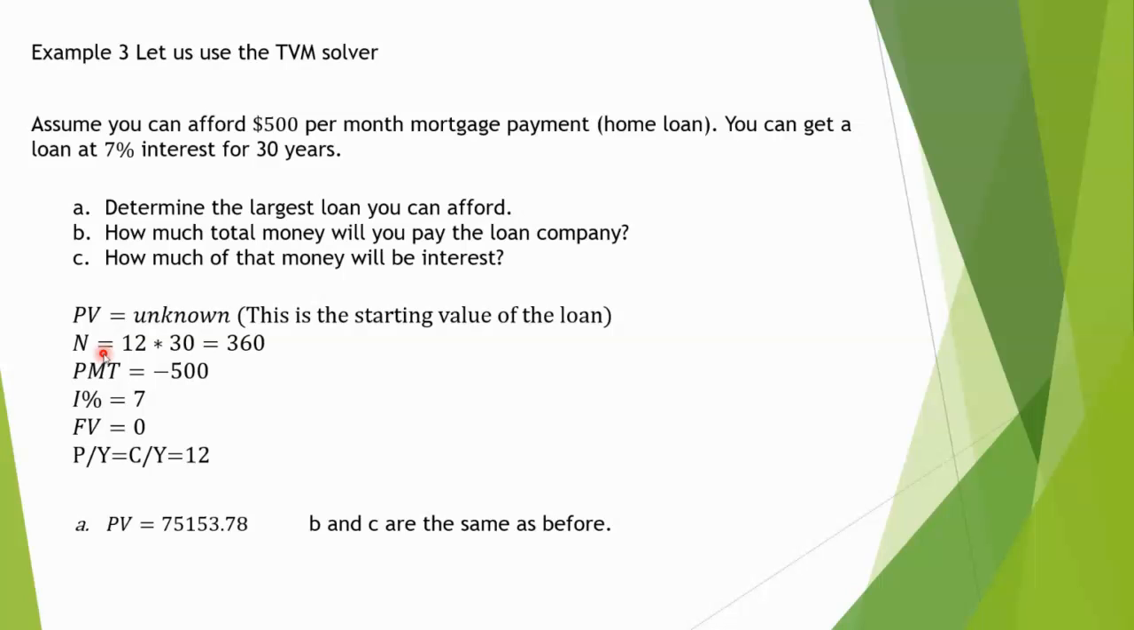And capital N is little n times t. 30 years, so t is 30, and we're making monthly payments, so it's compounded 12 times a year. So n is 12. 12 times 30 is 360. The monthly payment is 500. We use negative 500 again, because the money is going away from us. I is 7, for 7%. The future value, we want to pay off the loan, so that's going to have to be 0. These two are the same, and there are 12 compounding periods per year. So this is 12.